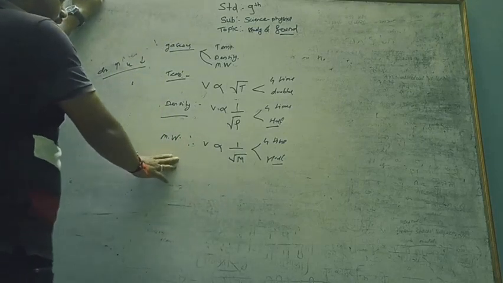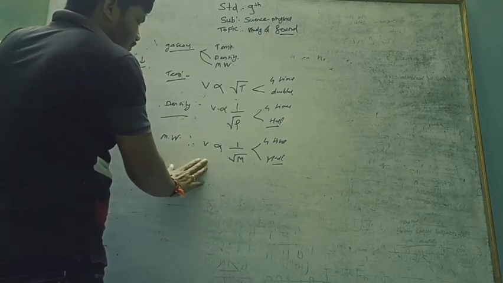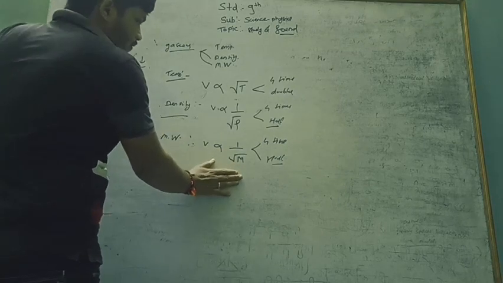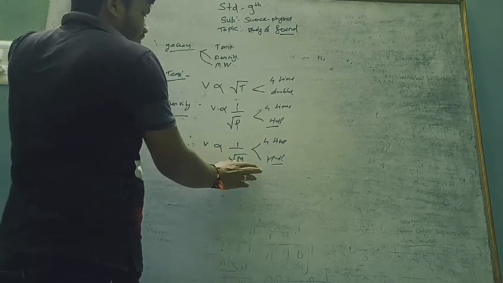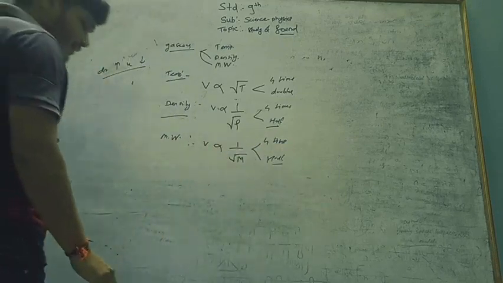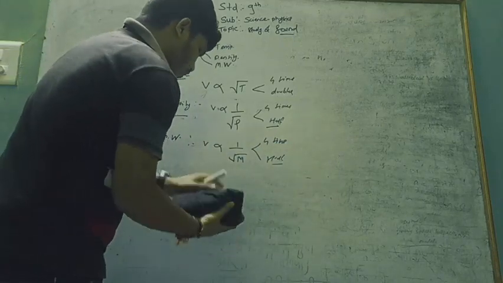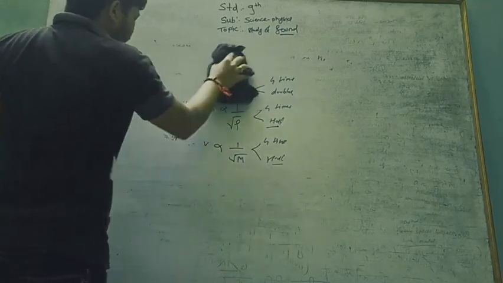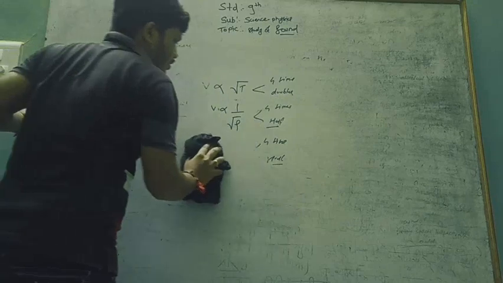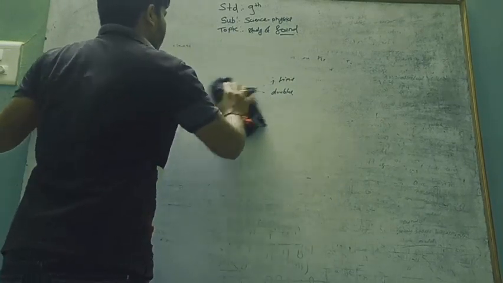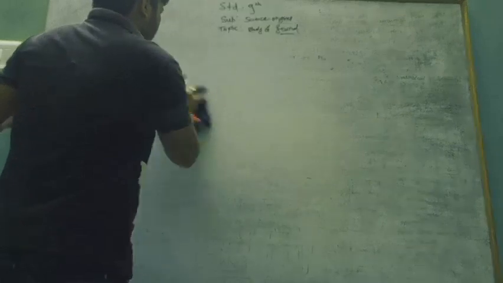The same holds in the case of molecular weight: the velocity is inversely proportional to the square root of the molecular weight. But in which ratio? When the molecular weight increases 4 times, the velocity decreases by half. Okay, so this is nothing but the effect of the molecular weight, the temperature, and the density. It may be asked in your question how the temperature, density and molecular weight are related to the velocity of the sound.